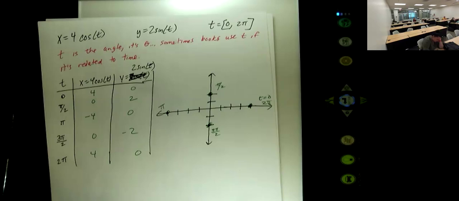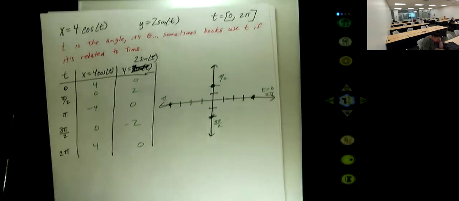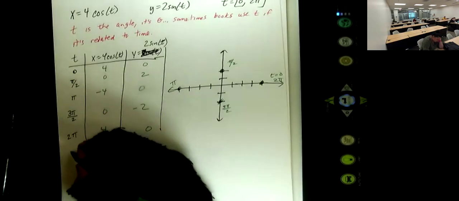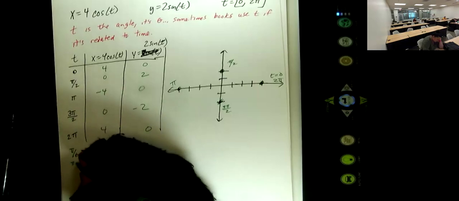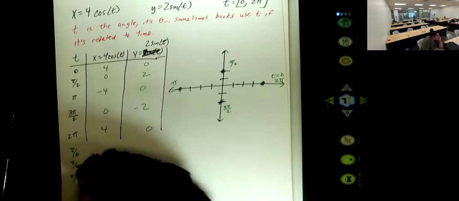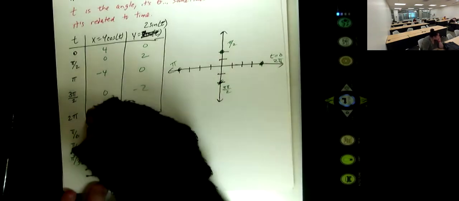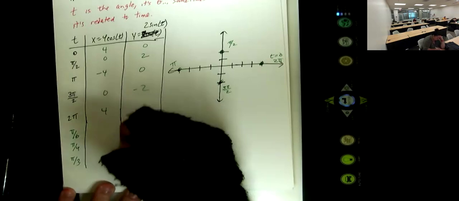You guys want to have a couple more points? Think it'd be helpful? At least maybe let's do the ones in quadrant 1. Let's fill in like, pi over 6 is 30 degrees. Let's do pi over 4 and pi over 3. Maybe we can get a little bit better of a feel. Is this making a diamond? Is this a rectangle? What's going on here?